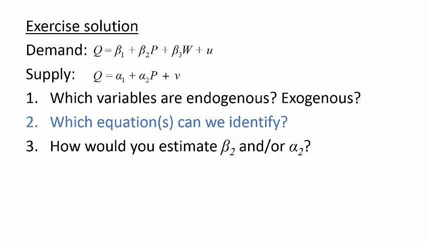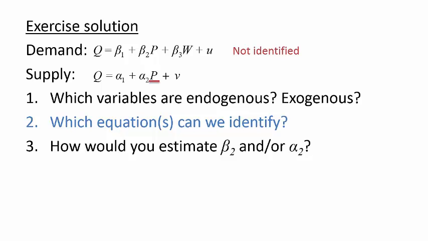The second question is which equation or equations can we identify? In the demand equation, there is one endogenous independent variable, so we need an exogenous source of variation in P. We should look for this in the supply equation, but unfortunately there are none. Supply contains only endogenous variables. Accordingly, the demand equation is not identified because there is not an exogenous source of variation for the endogenous variable price.